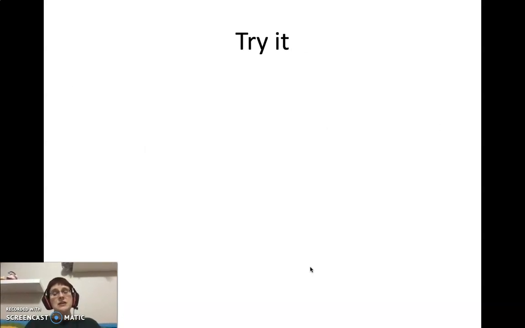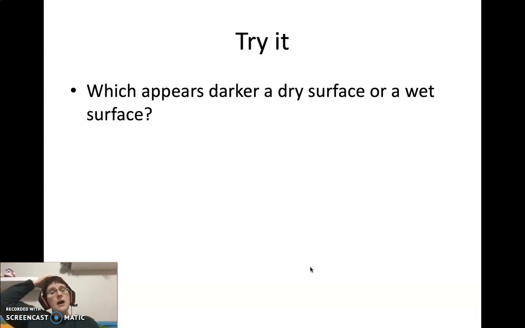So you can actually give this a try as far as diffuse reflection goes. If you grab yourself a piece of paper towel or a napkin or something like that, rip it into two pieces, and get one piece just a little bit wet. And then hold them next to each other. You can hold them on your hands or lay them on a table, and you should be able to see which one is going to be appearing darker to you, the dry one or the wet one.